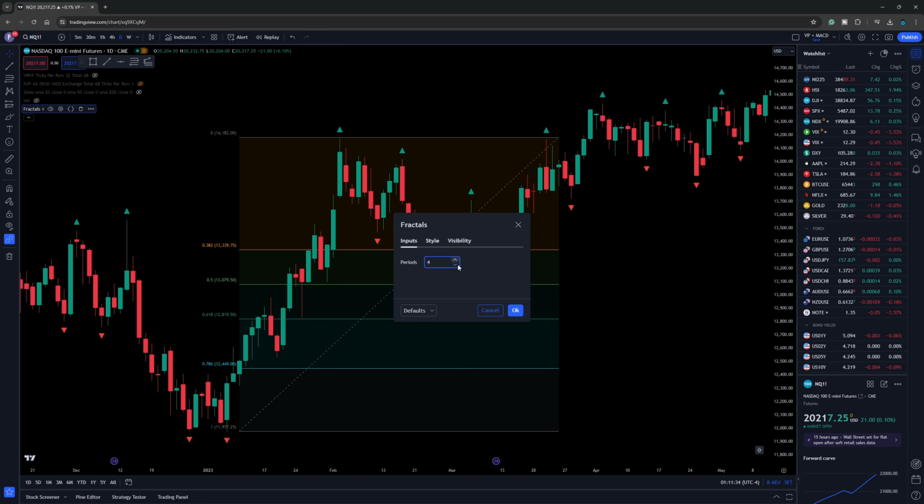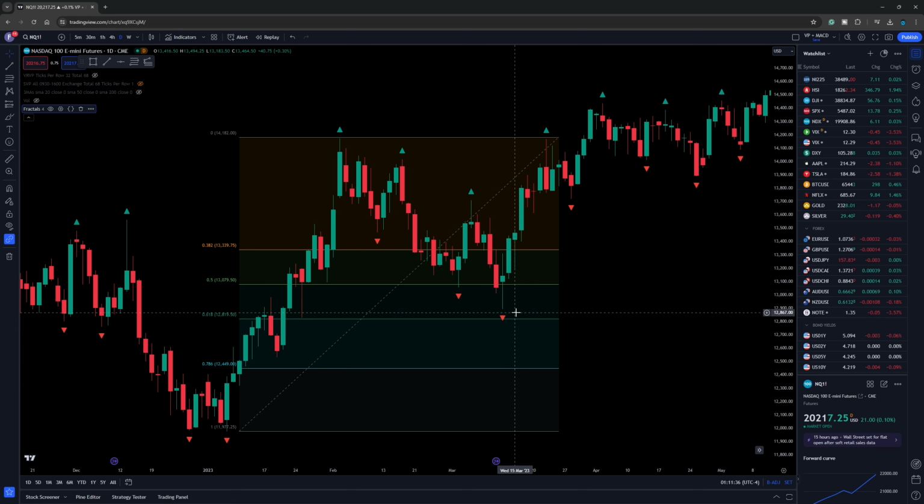But the ideal is not to have to rely on the fractal tools. Use it initially to help you identify the swing points. But then once you get accustomed to what swing points are, you'll be able to spot them with a blink of an eye. Then you can also keep the charts a little bit cleaner.